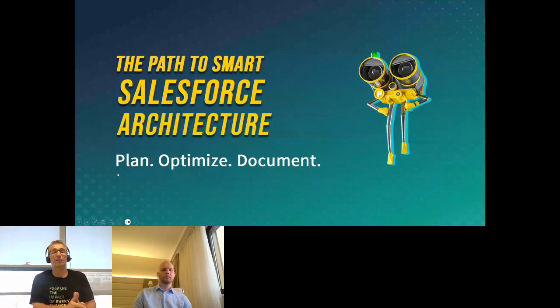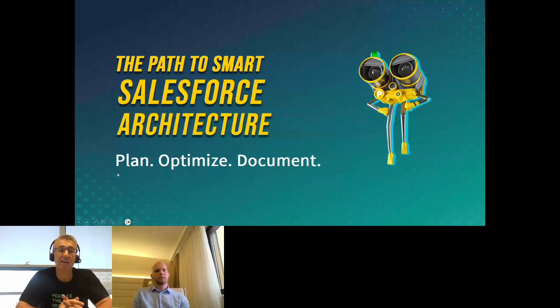We need to plan the changes. We need to plan it correctly. We need to document them, of course. And we'll speak about documentation in detail. And when we plan and when we document, we want to optimize the existing processes. We want to implement the best Salesforce practice, like having one Apex trigger per object.